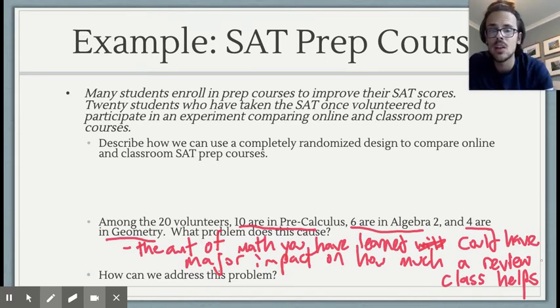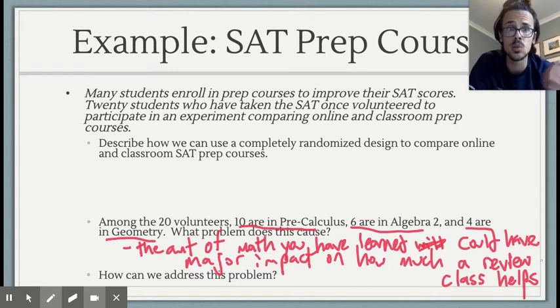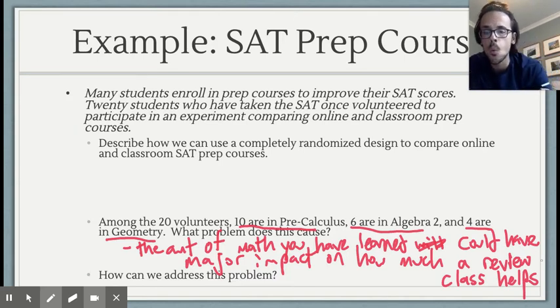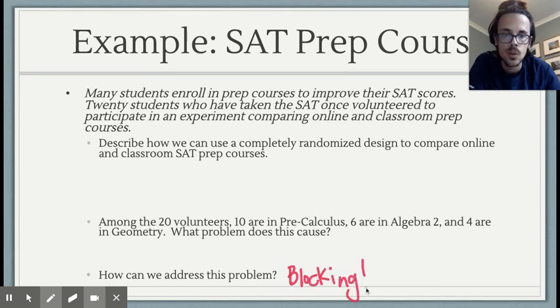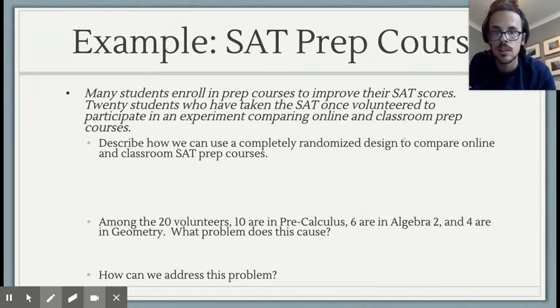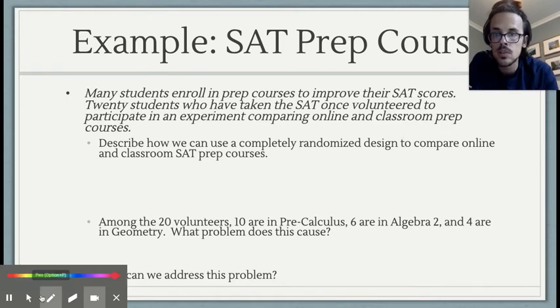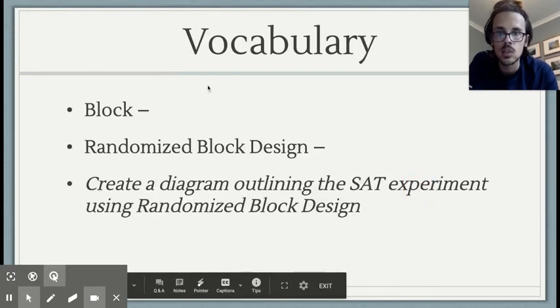So that is not really an ideal thing right here, because those pre-calc kids may end up just getting way more out of this class than the other kids, and that could make things trickier when we're actually analyzing our results. One way to solve this problem, the best way to solve this problem, is to use a concept called blocking. So blocking is a different type of experimental design as opposed to a completely randomized design, and that is what I need to teach you about in this lesson. So let's go on to the next page and I'll explain what blocking actually is.